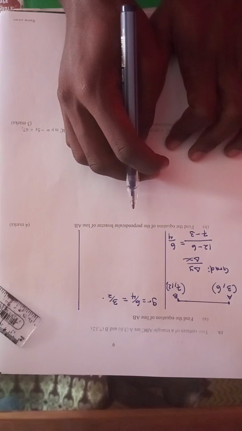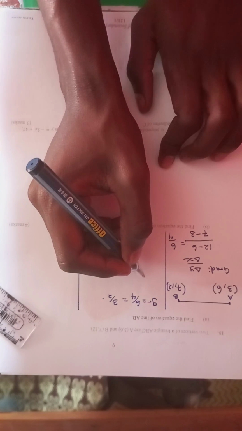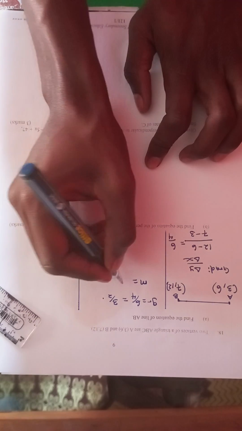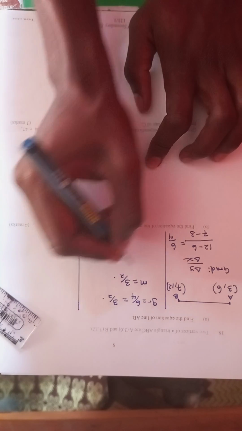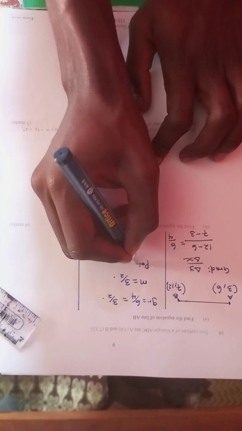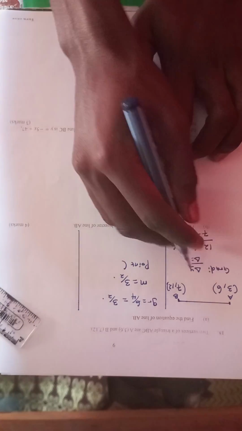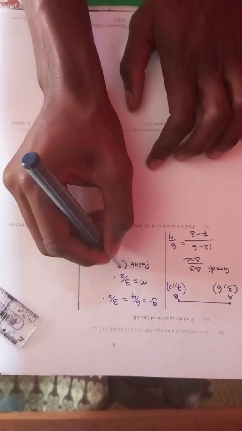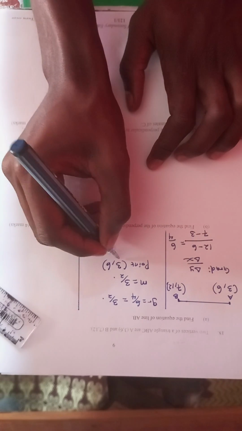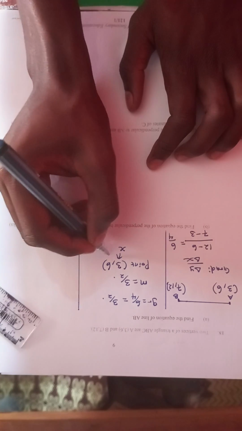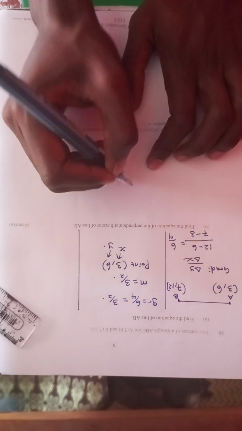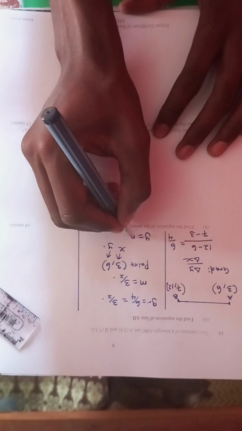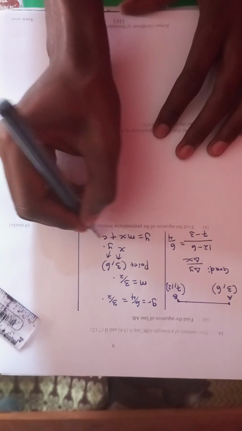So for you to have the equation of a line, you are going to use the gradient, which is usually represented by letter m in equations of straight line, 3 over 2. You also need to have a point. So we are going to decide to use either point A or point B. In this case, let us just use point A, (3, 6). So this 3 is along the x-axis and the 6 along the y-axis. So the equation of a line is always written in the form y equal to mx plus c.